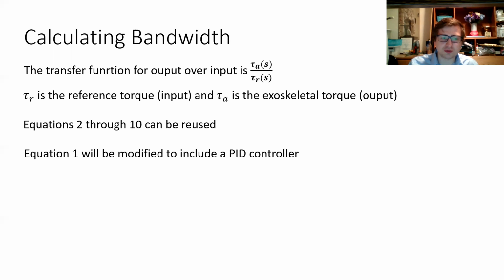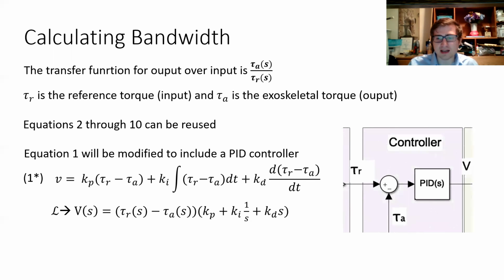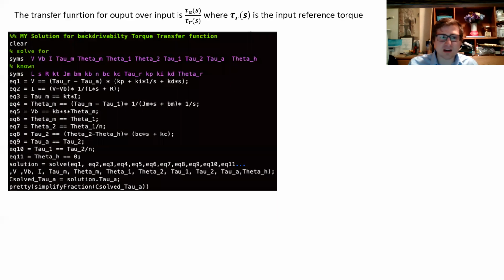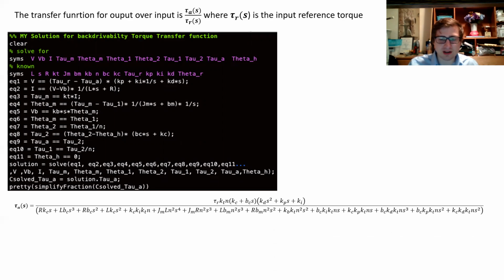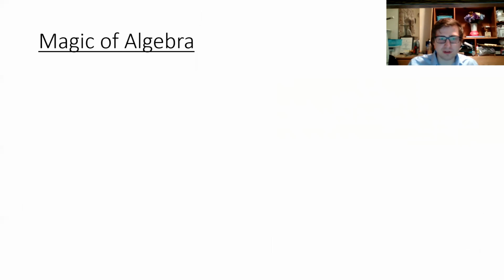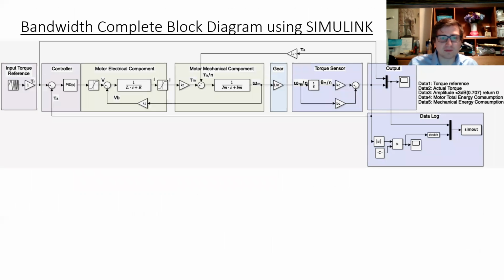So equations 2 through 8 can be reused. Equation 1 is going to be modified for the PID controller. In Simulink, it's going to look like that. We have a nice package that shows your PID constants, and then your theta H is going to be fixed to 0. I once again solved this with the MATLAB symbolic solution kit. It spits out this very ugly transfer function, and then I tried to play around with the algebra to make it more beautiful. This is the best that I did, and you get a much cleaner looking transfer function. This is what the block diagram looks like at the end.